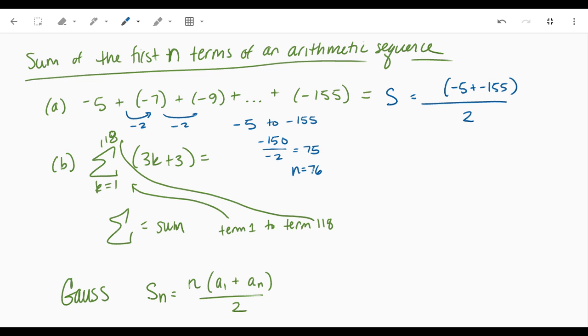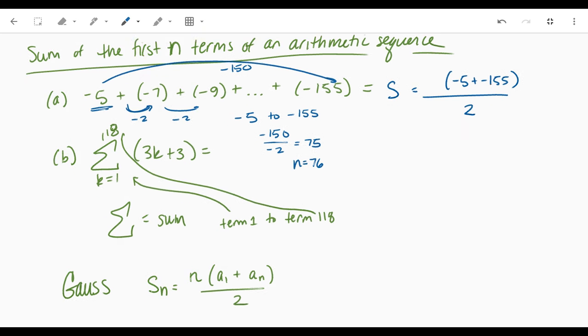Just figure out, we want a total of minus 150 by 2's. So that's 75. And don't forget, that's just how many times we subtracted. So we have to think about where we started. Don't forget the first term. So you always add 1 to that. So we'll have a 76 here.